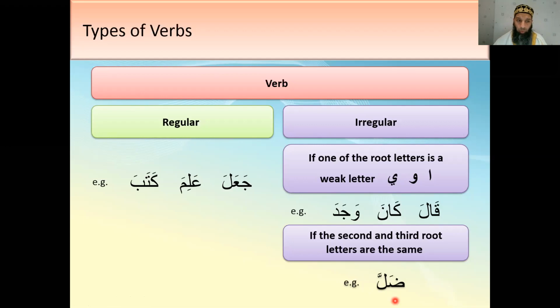If there's more than one weak letter in a root word, then it's going to be weak. If it's got one weak root letter, it's weak. If it's got two, I think it's still weak, because it fulfilled the condition of having one weak letter. Dalla means he was astray. Hope I answered your question, bro. I didn't even see your question, but you said Jazakallah khair, so that means I've answered it hopefully.